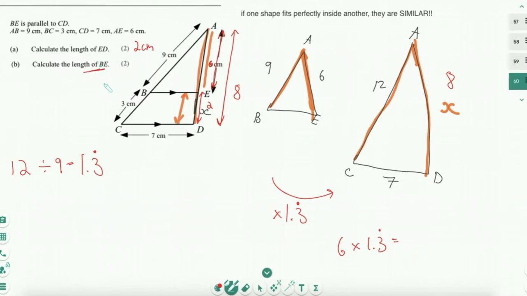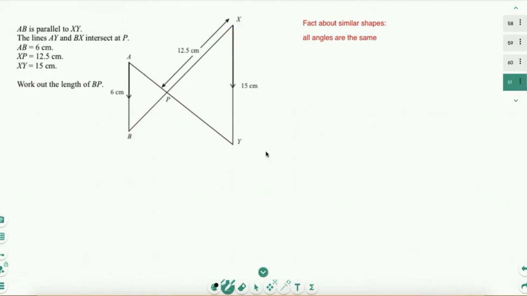Next, find the length of B to E. Well, this side here corresponds to this side here. So since we're going from a bigger shape to a smaller shape, we'll do 7 divided by 1.3, which is going to be 5.25. And that's how you do it, guys. All right, guys, next question.